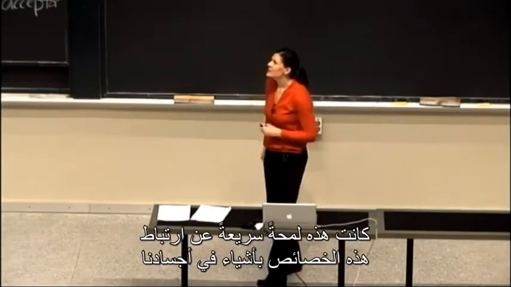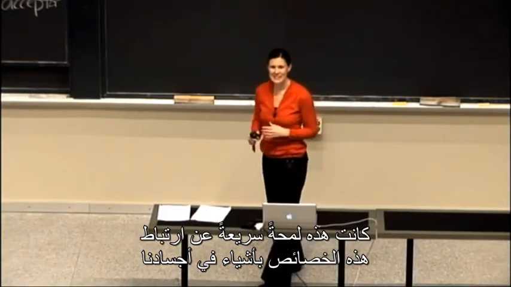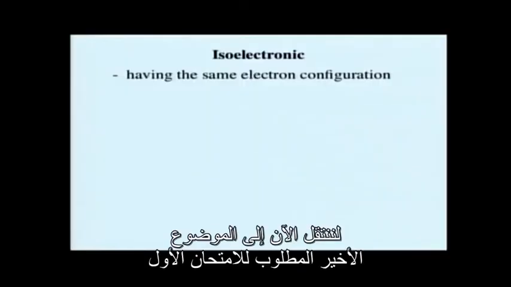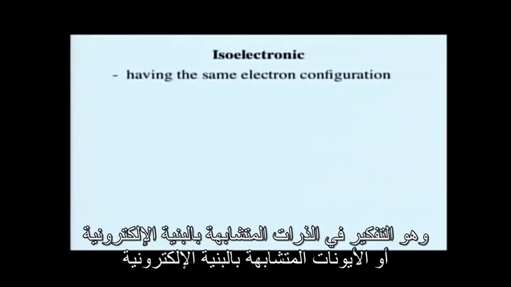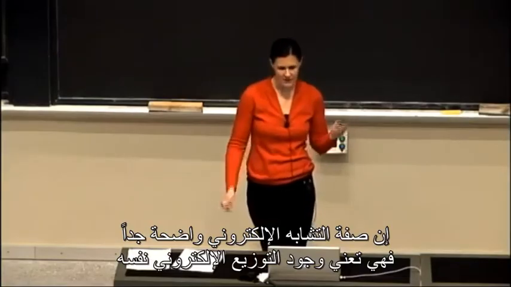All right, so that was a quick aside on how these properties can relate to something in our body. Let's move on to the last topic for this first exam, which is the idea of isoelectronic atoms or isoelectronic ions. And isoelectronic is very straightforward. It just means having the same electron configuration.